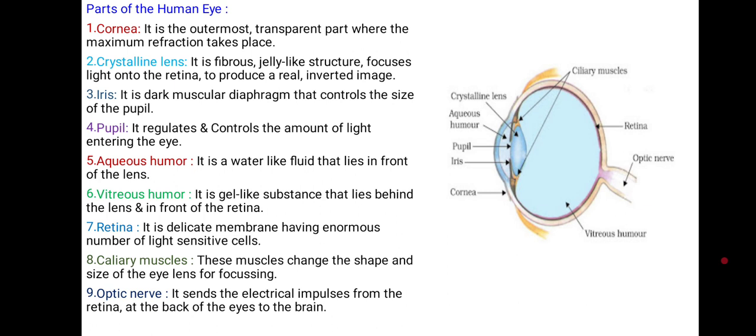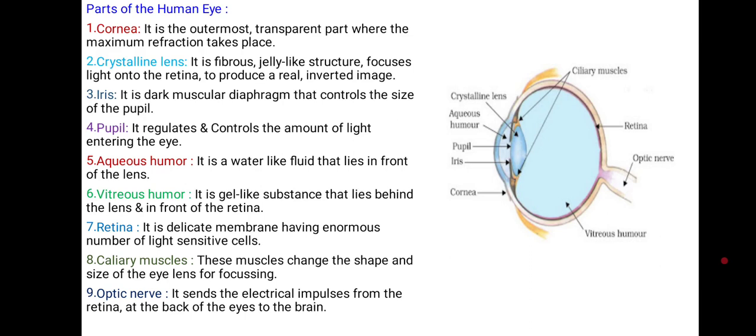The human eye contains 9 parts. The first one is the cornea, second is the crystalline lens, third is the iris, fourth is the pupil, fifth is the aqueous humor, sixth is the vitreous humor, seventh is the retina, eighth is the ciliary muscles, and the last one is the optic nerve. These are the 9 parts of the human eye. Then what is their role and what they control, we have to see one by one.